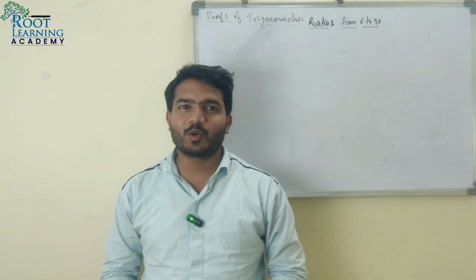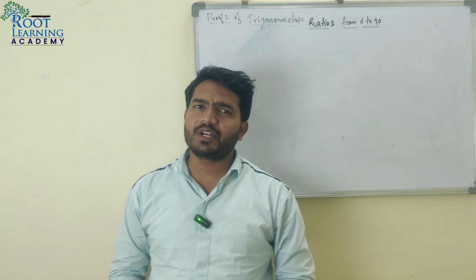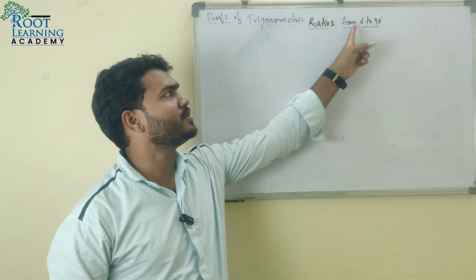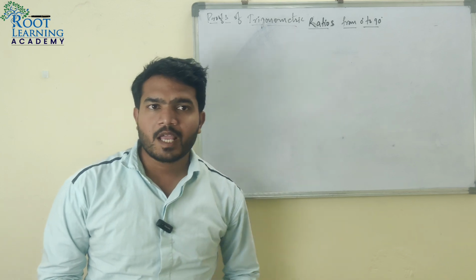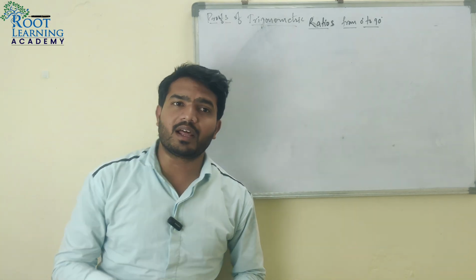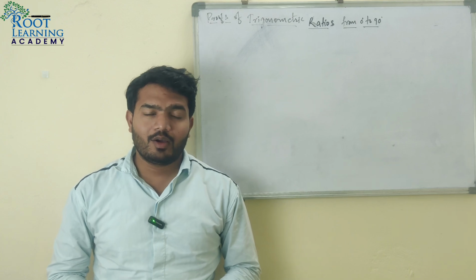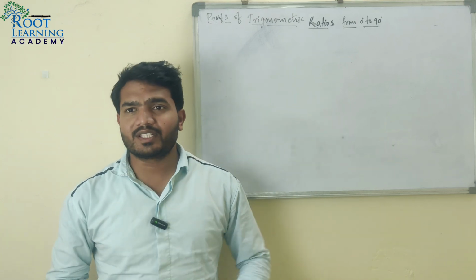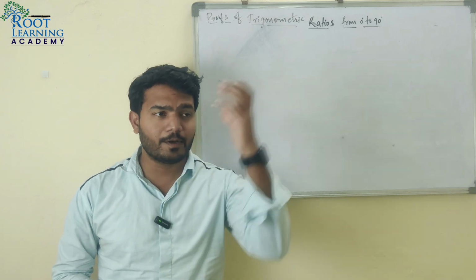Hello guys, welcome to Root Learning Academy. Today we are going to discuss a topic on proofs of trigonometric ratios from 0 to 90 degrees. Already we have made a video on the trigonometric tabular values, right? Hopefully that video is too good. If you haven't watched, once go to my channel and watch that video.